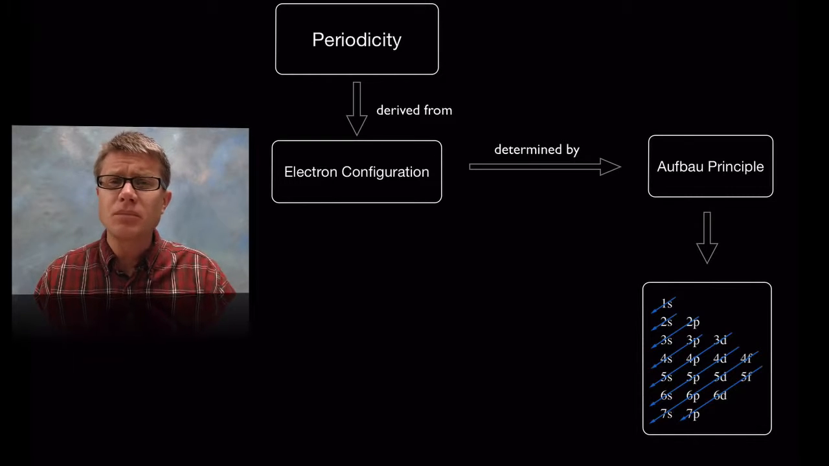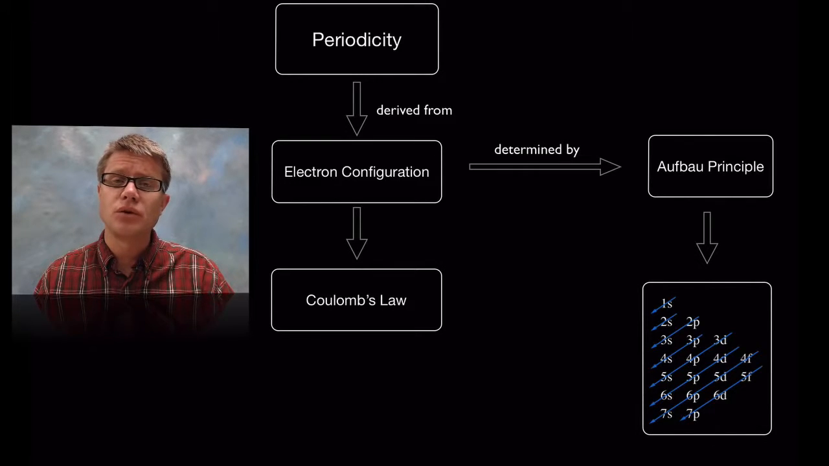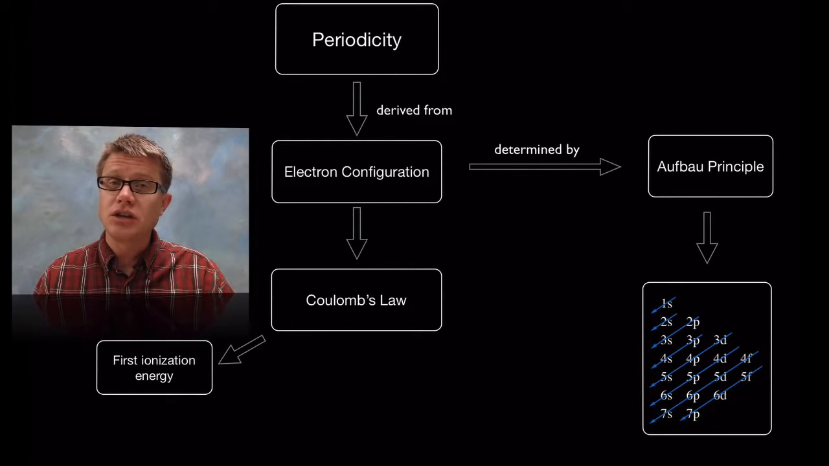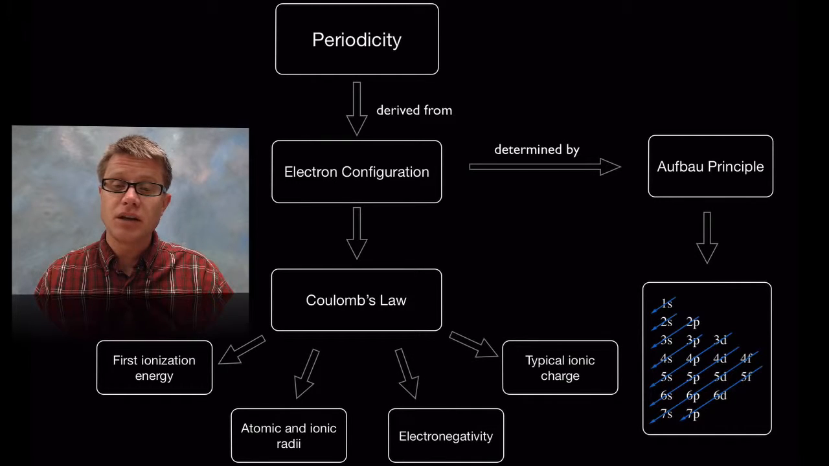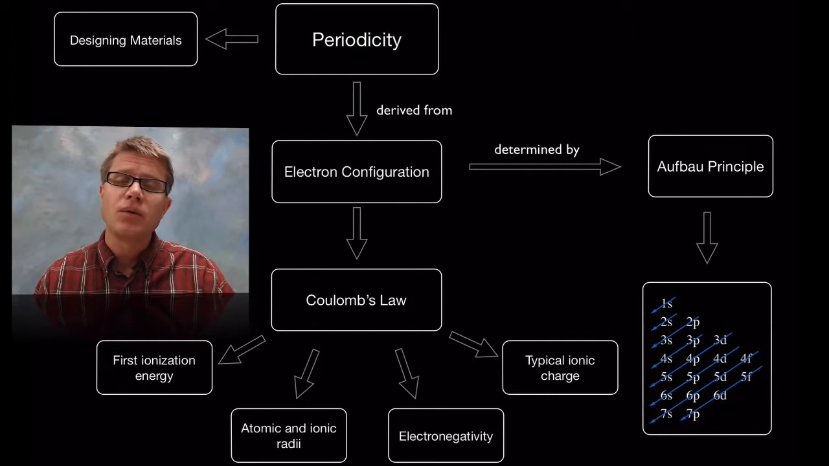But what's the meaning behind this? It all comes from Coulomb's law, which helps to explain electron configuration, and also helps to explain these trends. It explains changes in the ionization energy, changes in the atomic and ionic radii, how big the atom or ion is, electronegativity, and finally the ion charge. And so if you really understand Coulomb's law, you can kind of work your way through this on the periodic table.